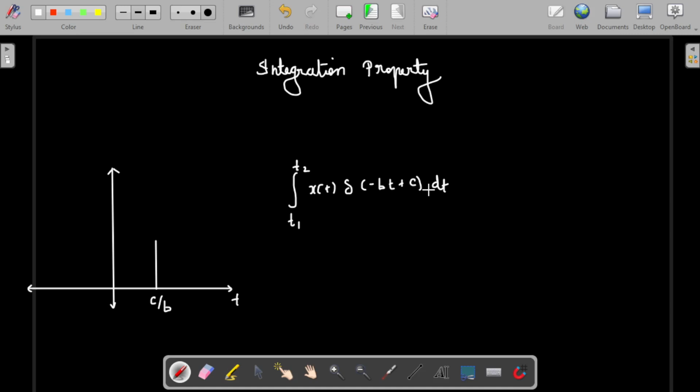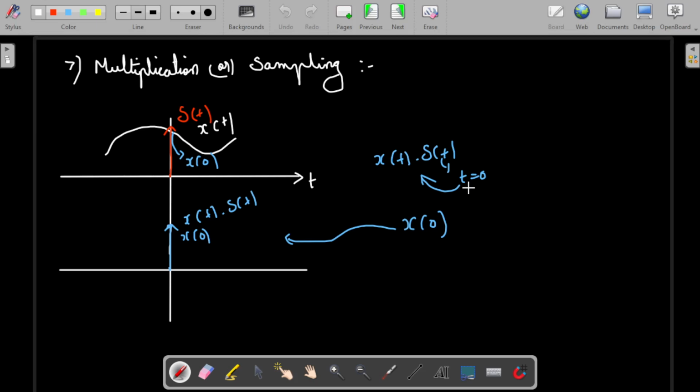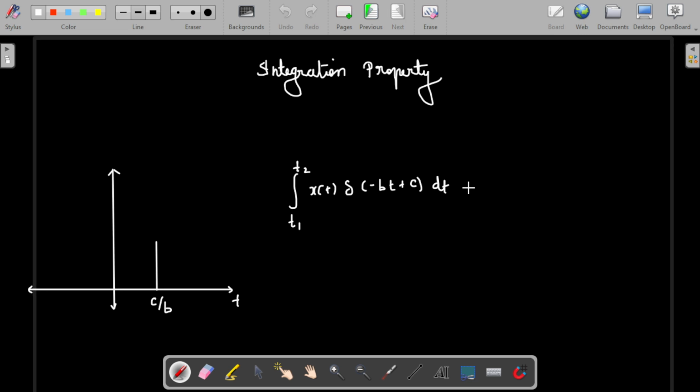Integration property. So this is one of the important things, guys. Up to last class we have discussed majorly the Dirac distribution, sorry, the impulse function. That is, some properties over it, like multiplication, sampling, and everything. We have gone over the Dirac impulse. So today we are going to continue that discussion with the integration property of the impulse.